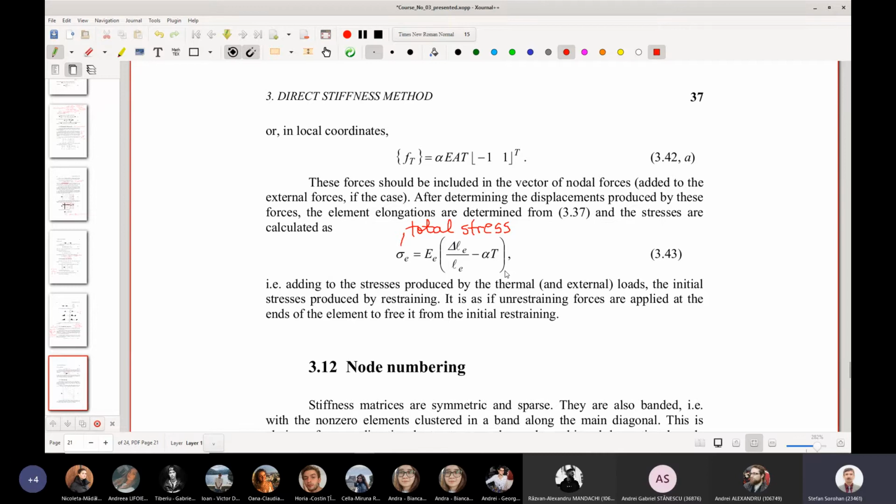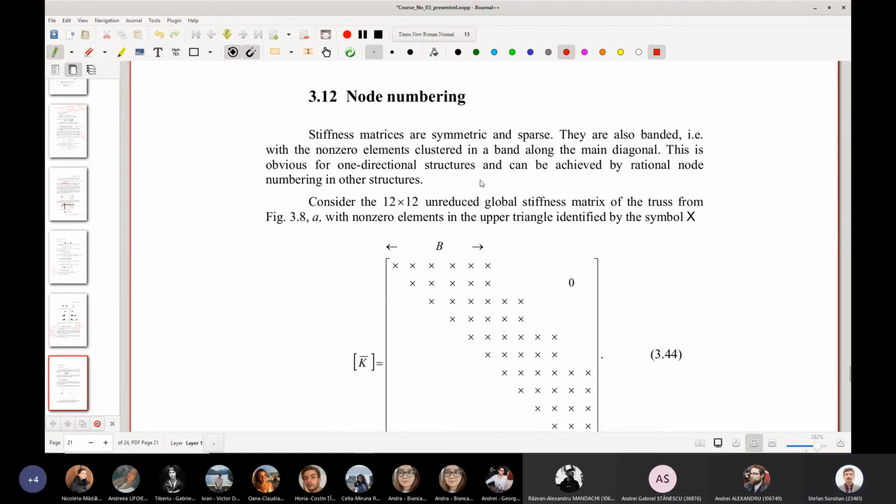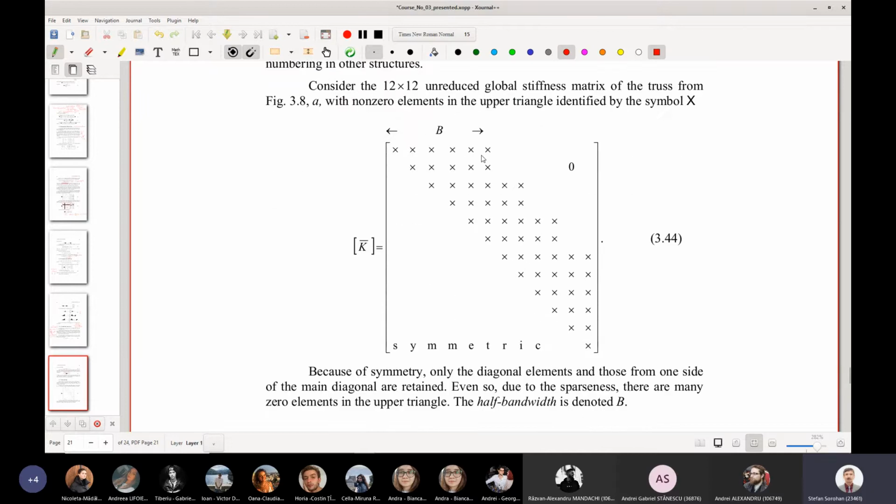This is the idea. Another idea, in just a few words: is the node numbering important? Generally, the answer is no. It's not important. The results will be the same. But in the past, because memory was a problem, node numbering was considered in solving a problem. Why? Because if you use a proper numbering of the nodes, the global stiffness matrix, capital K with bar, may be in a particular form.